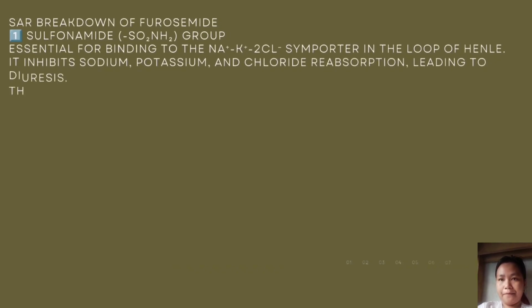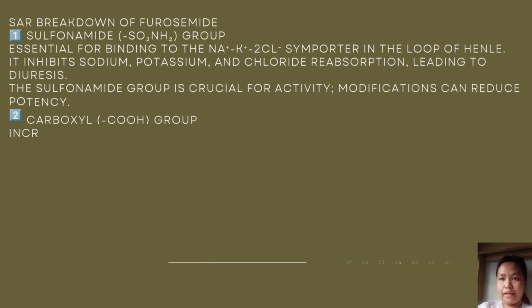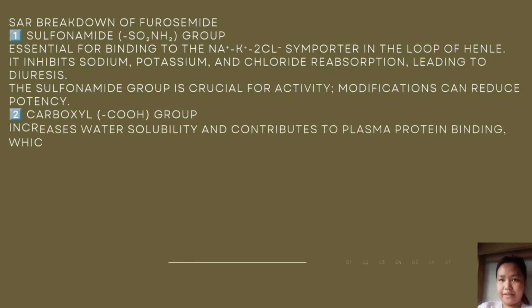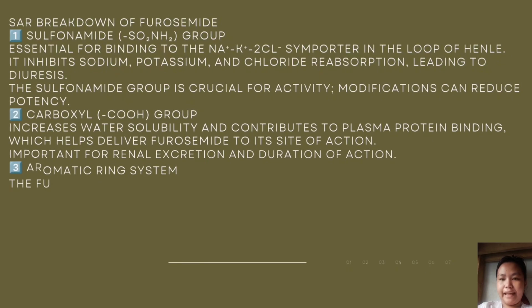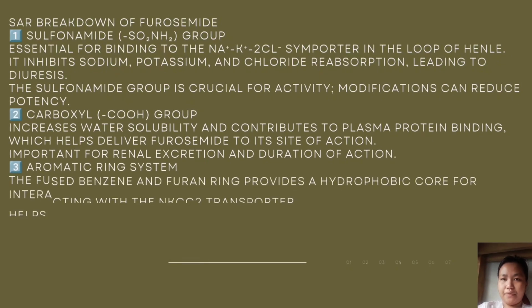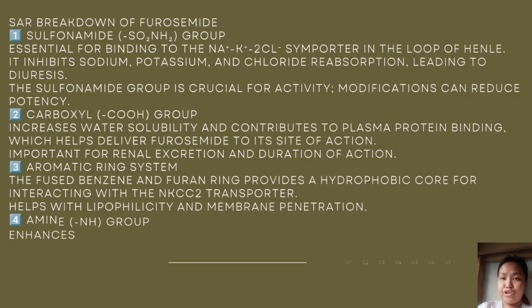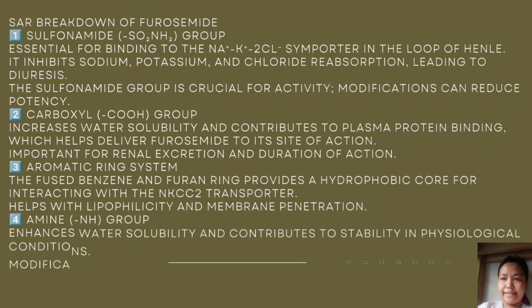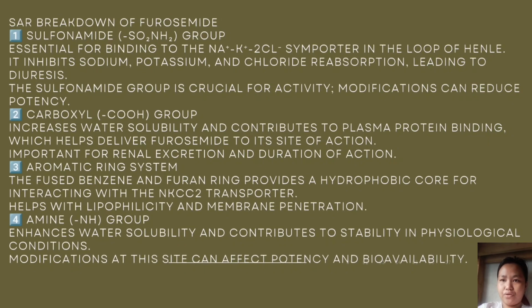So, let's move on to the structure-activity relationship of furosemide. There are four groups in the structure of furosemide: sulfonamide group, carboxyl group, aromatic ring, and amine group. First is the sulfonamide or the SO2NH2 group. This is essential for binding to NKCC2 transporters in the loop of Henle. It inhibits potassium, sodium, and chloride reabsorption, leading to diuresis.